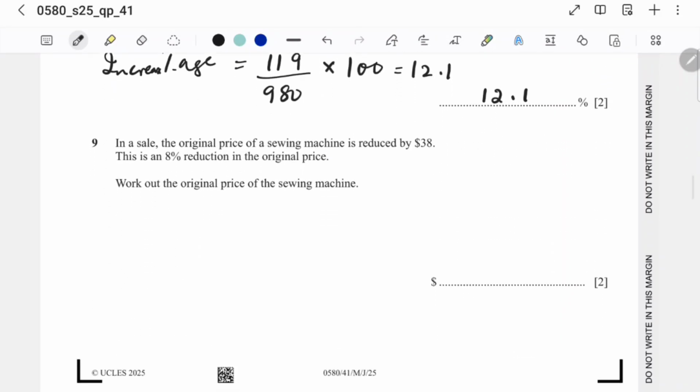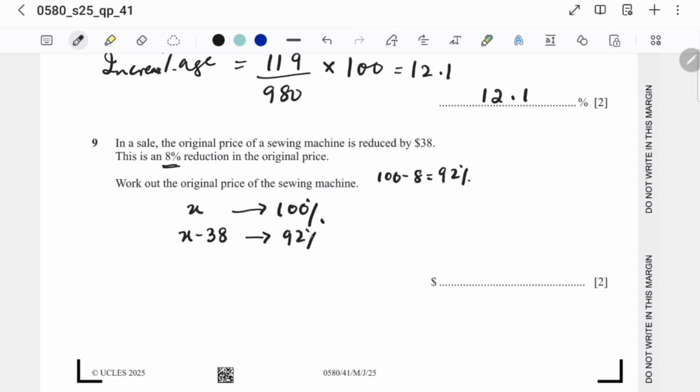In question number 9, it's a 2 marks question. In the sale, the original price of a sewing machine is reduced by 8%. It means that if x is the original price and it is obviously 100%, then the reduced price will be x minus 8%, and that is 92%. So 100 minus 8 is equal to 92%.